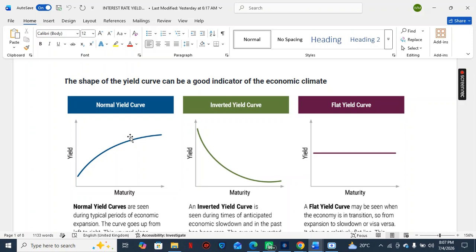So usually debt instruments with a higher maturity should pay you a higher return compared to debt instruments with a shorter maturity. Long-term debt should give you higher returns than short-term debt. As you can see, this curve is growing here. As the maturity grows, the yield is also growing. The return is also growing. Now that's in a normal situation.